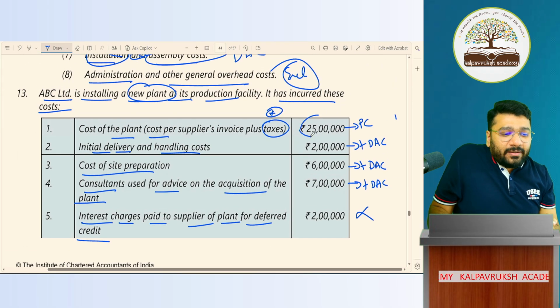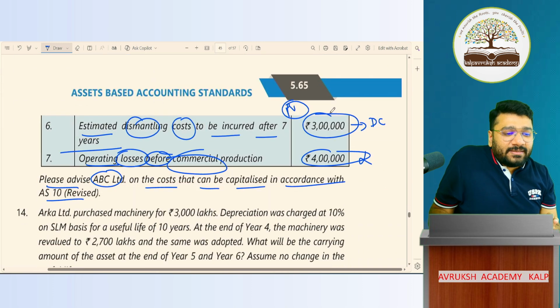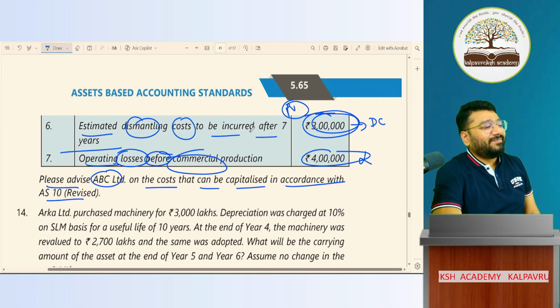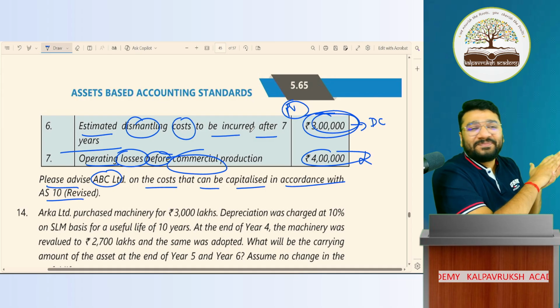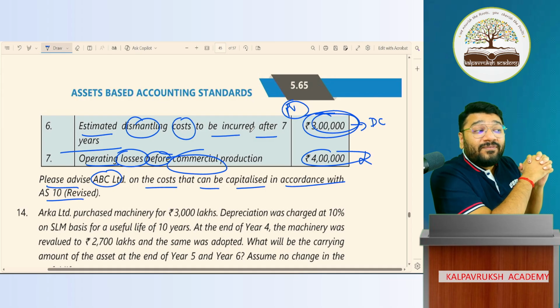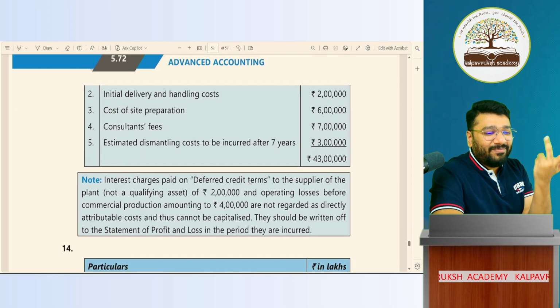So 25 lakh plus 2 lakh plus 6 lakh plus 7 lakh plus 3 lakh. That's all. How much in total? 43 lakhs. Let's cross check the answer. Oh my god, matching.